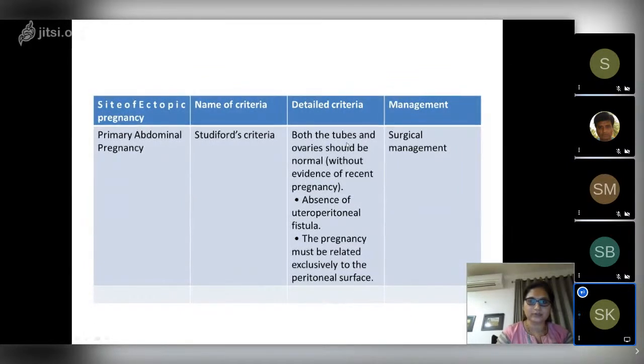Remember, both the tubes and ovaries should be normal without the evidence of recent pregnancy, the absence of uteroperitoneal fistula, the pregnancy must be related exclusively to the peritoneal surface. So these are the criteria for diagnosis of primary abdominal pregnancy, Studiford's criteria. And what is the management here? You have to go for a surgical management of removal of the ectopic, right? So this is primary abdominal pregnancy.